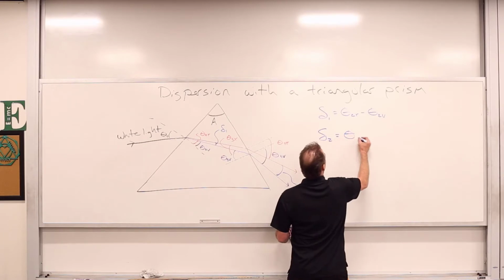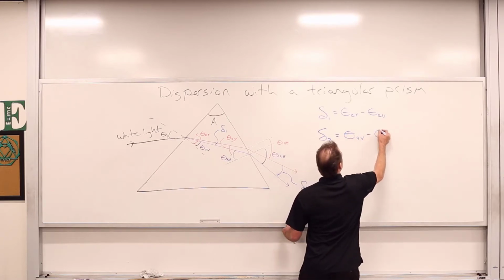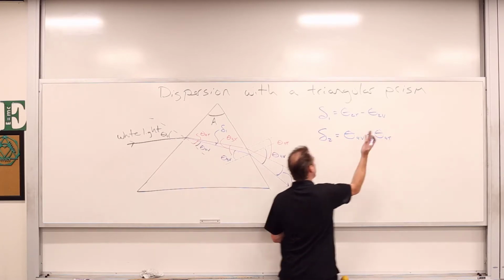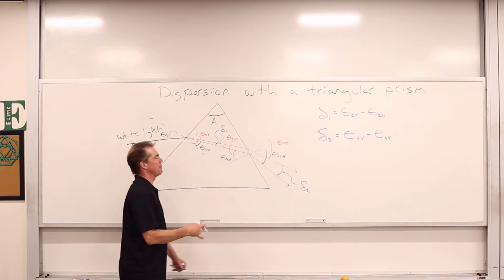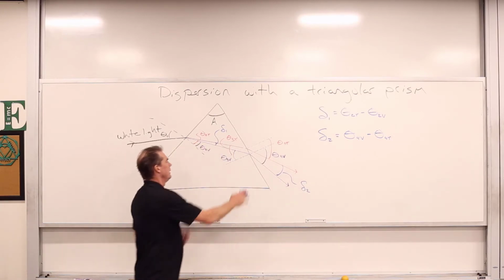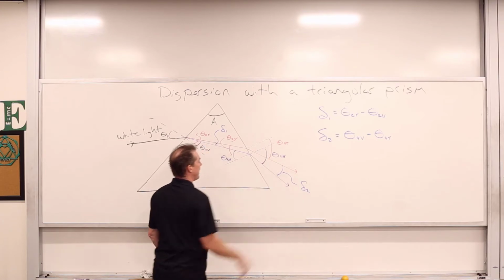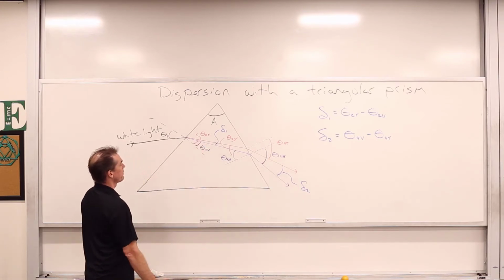So I'll say theta 4 violet minus theta 4 red. Do it the other way, you get a negative angle. Just take the absolute value. That's fine too, but ultimately this angle has to be bigger than that one. So we'll just go ahead and define that. So the trick is, if we can figure out what the theta 4s are.